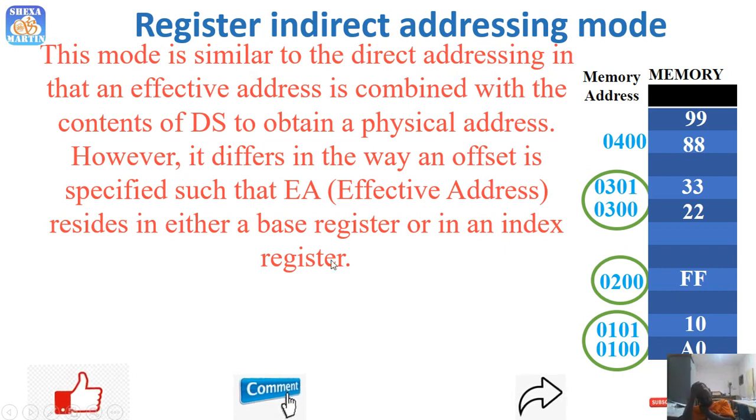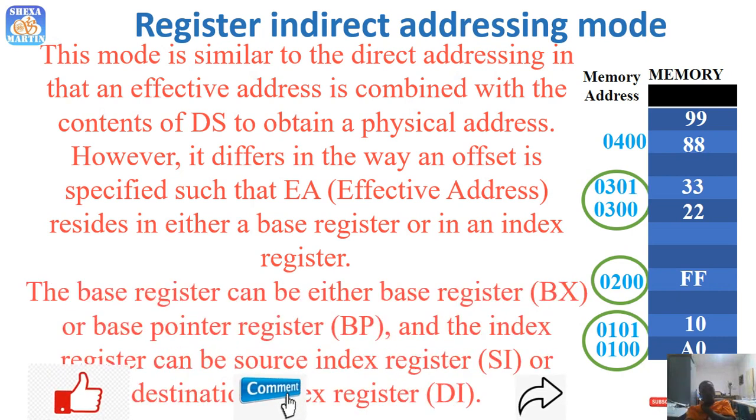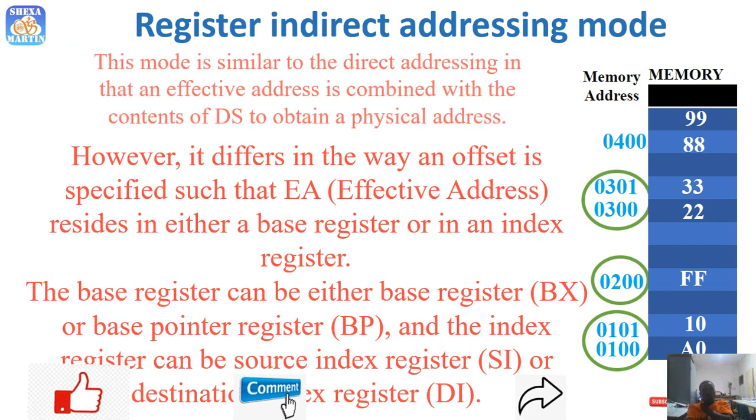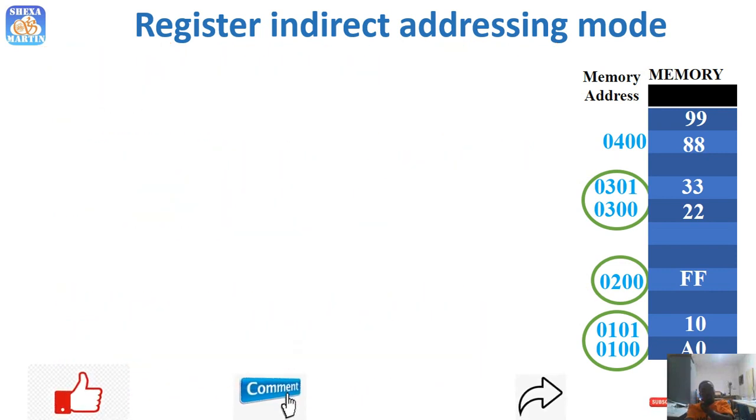Like said before, whenever we want to access memory, the four registers that we use are base register, base pointer, source index, and destination index. So the base register can be either base register or base pointer, and the index register can be source index or destination index register. So that's it. Let's now look at the syntax.